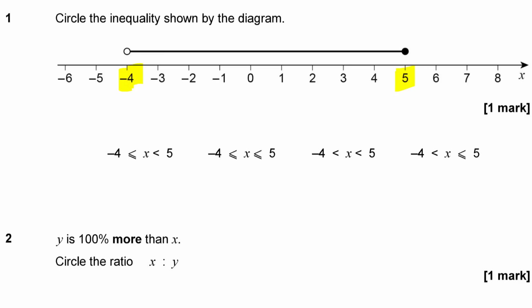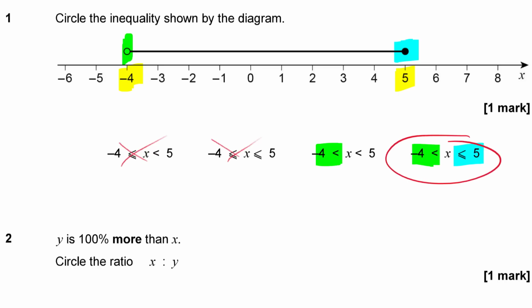Now an open circle, when you draw one of these lines, means the endpoint is not included. So that means that x, our unknown value, must be strictly greater than -4. So it could be that one or it could be that one there. It's not this one and this one. And then looking at the other end, we've got a closed circle here, which means that 5 is included in the range. So it has to be that x is less than or equal to 5, which means our correct solution is this one here. -4 is less than x, which is less than or equal to 5.